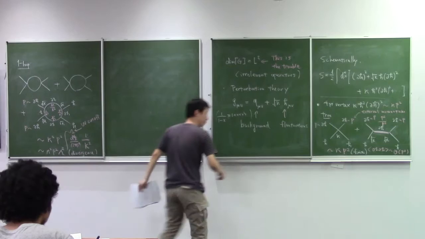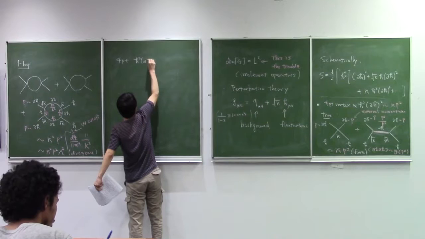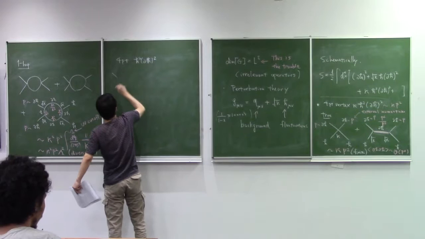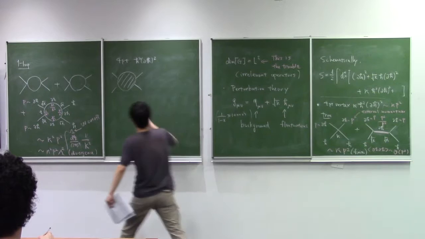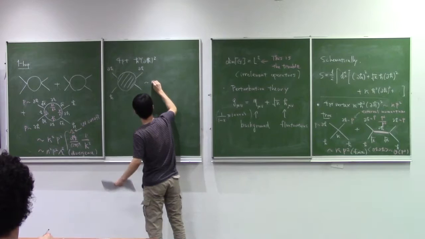So, to summarize, this 4-point vertex. Diagrammatically, something happens here and here, and so this goes like kappa b squared.